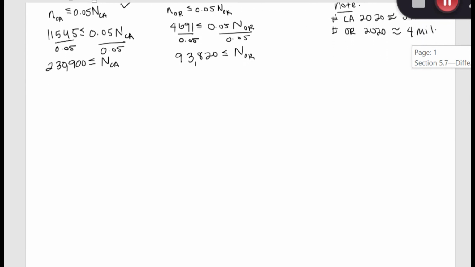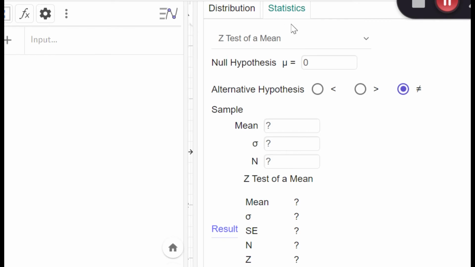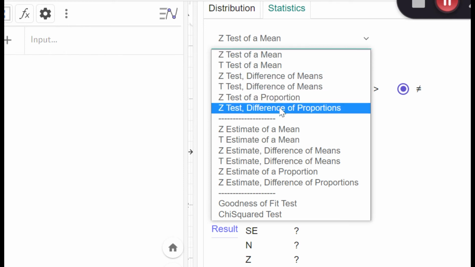Now let's go through and do our test in GeoGebra. I'm going to make a little reference here so we know what we're going to be doing. In GeoGebra, we have to deal with proportions, and we're going to have a hypothesis test. So we're going to have a test of proportions. However, we have 1 or 2 proportions that we're looking at. We're looking at 2 proportions. We're going to have a z-test, difference of proportions.